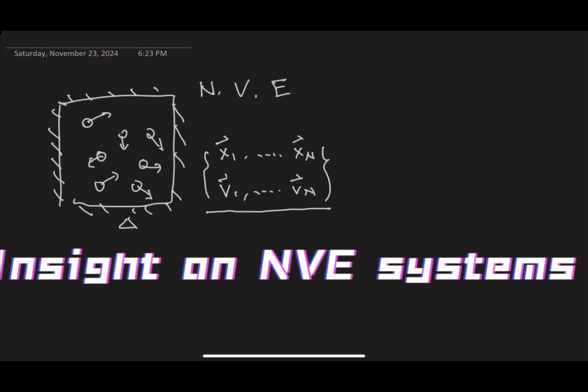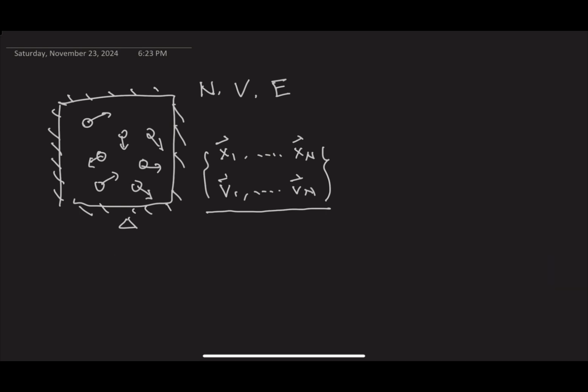Now let's take that insight back to our original system, this NVE system where we have a box containing particles, right? How is this system connected to the harmonic oscillator? Well, of course, it's quite different from the harmonic oscillator in many ways, but one similarity between the two systems is that the harmonic oscillator has a fixed energy, and this box also has a fixed energy, right?